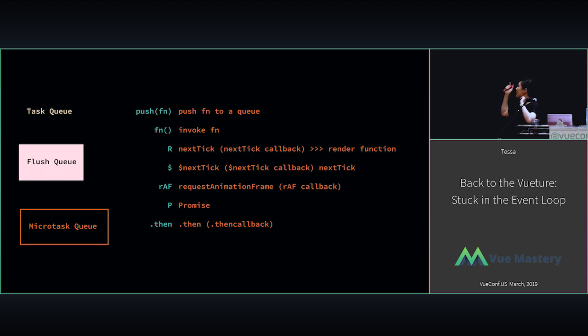R is what I'm calling the nextTick method here because it calls the render, so we can just think of it as render. And dollar is what I'm using for $nextTick. RAF is requestAnimationFrame, capital P is promise, and .then is .then. Another important thing to note here is I'm going to say things like we're calling nextTick, we're calling $nextTick, we're calling requestAnimationFrame. And what I mean is that we're calling the callbacks that are passed to those functions, but that's a lot to say over and over again.